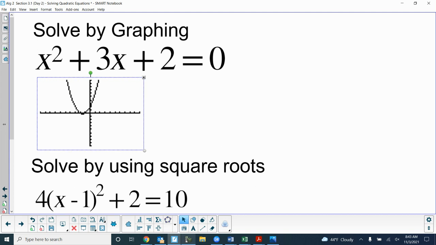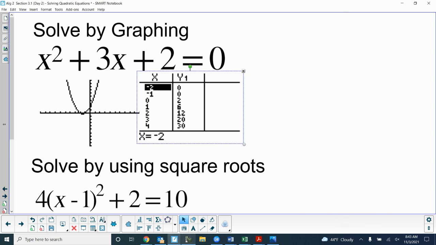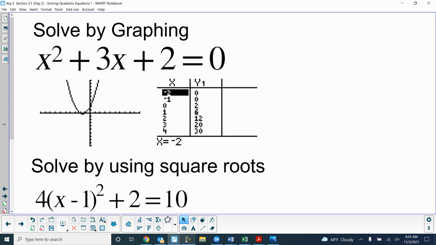All right, so I'm going to look at my table, which is second graph. Oh, it's -1 and -2. There's two of them. All right. So I'm looking for where the y equals 0. But my answers are the x values, -2 and -1.